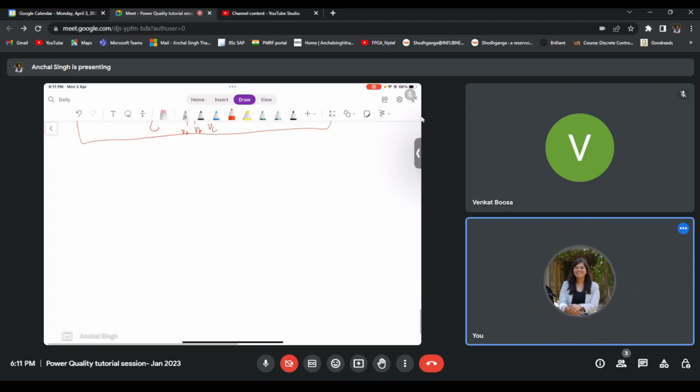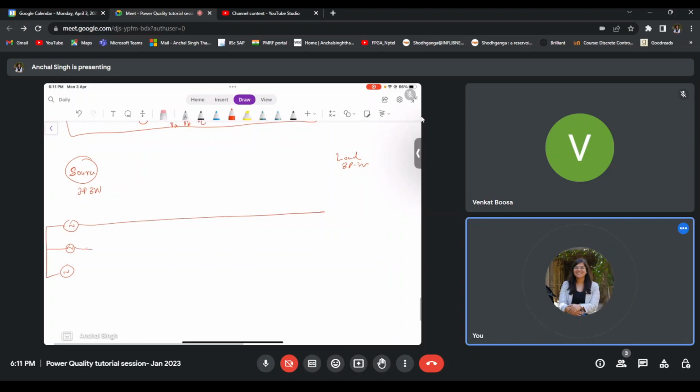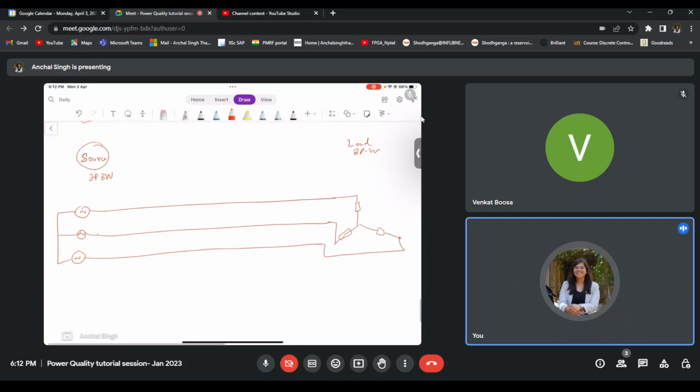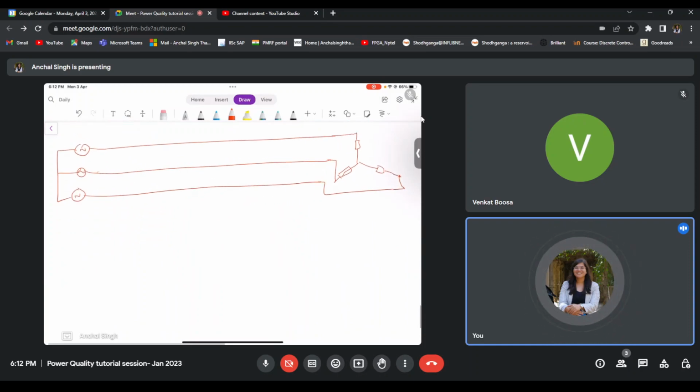So suppose this is my source, which is a three-phase three-wire source, and I have a likewise three-phase three-wire load. Then, if I draw my source load system as this, suppose there is a three-phase three-wire star connected load. Now I have certain goals. Let me say I want to do power factor correction.